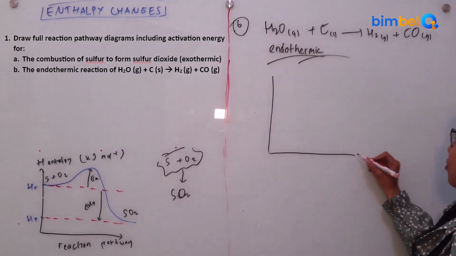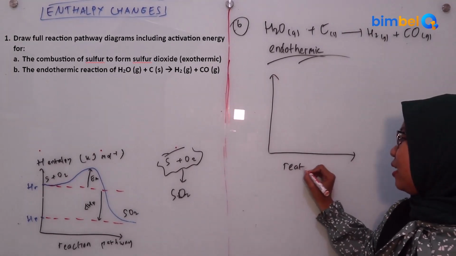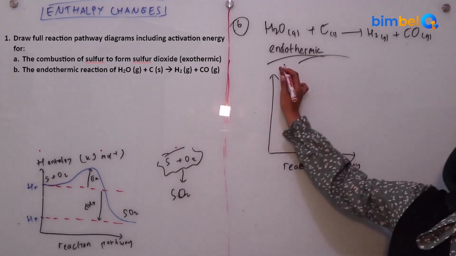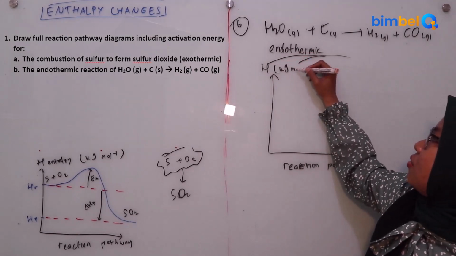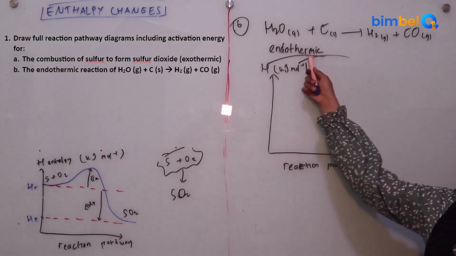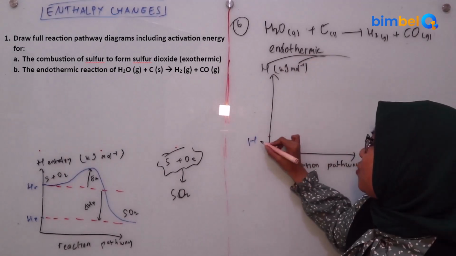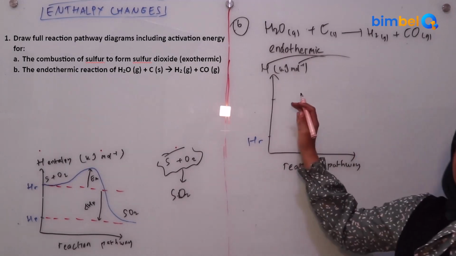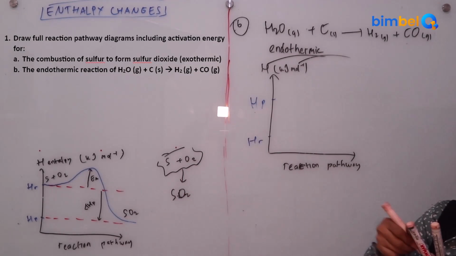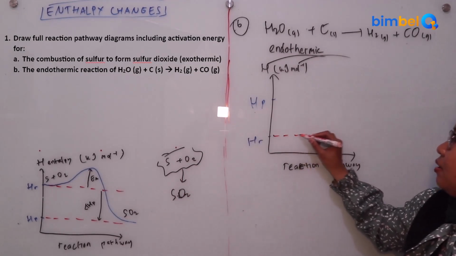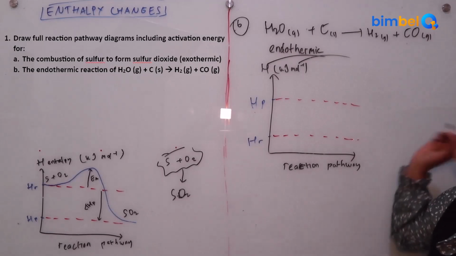The first thing is to draw these lines. This is for the reaction pathway, and this line is for enthalpy, and you have to remember the unit is kilojoule per mole. Since this is an endothermic reaction, the reactants are down here, delta H for the reactants, and the products are up here, delta H for the products. So it's different, right, between endothermic and exothermic. We can draw the dashed lines here to help us draw the line.